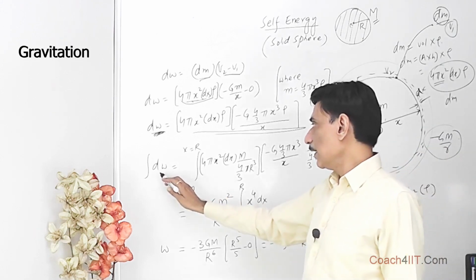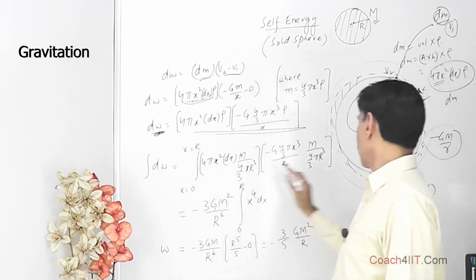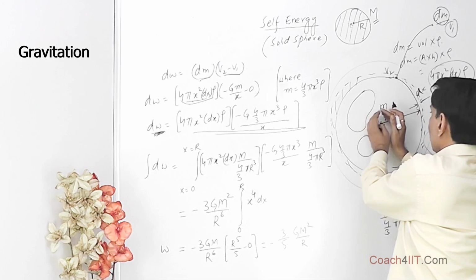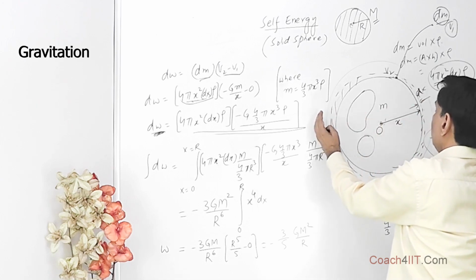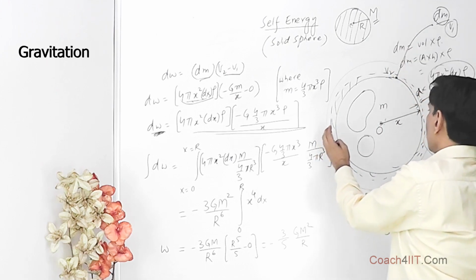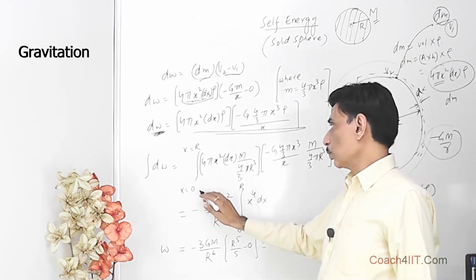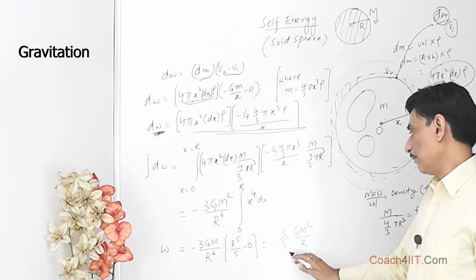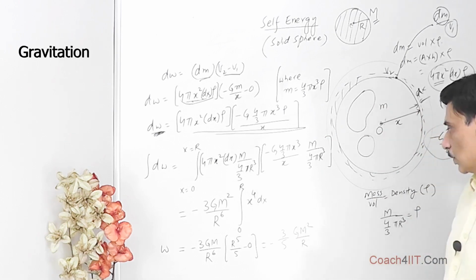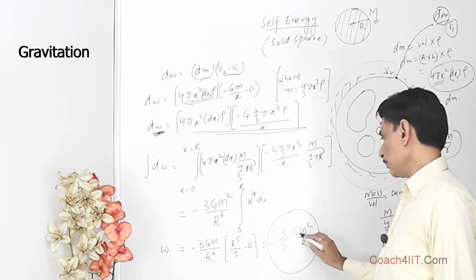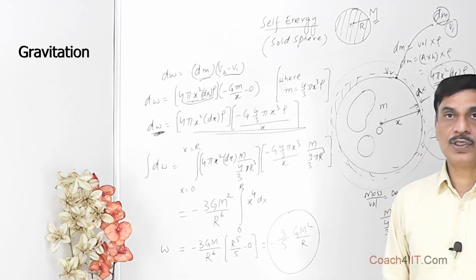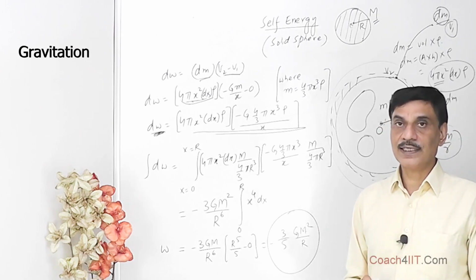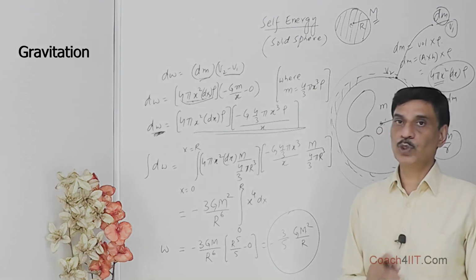And if we integrate dW and take the limits, x is variable. Initially it was 0, and then it keeps rising as more and more mass is added, and eventually the mass becomes capital M and the radius becomes capital R. So we take the limits x equal to 0 to x equal to capital R. When we integrate it, this comes out to be minus 3 by 5 GM square upon R. So minus 3 by 5 GM square upon R is the self energy, or gravitational potential energy, of a solid sphere of mass capital M and radius capital R, provided it has uniform mass density.